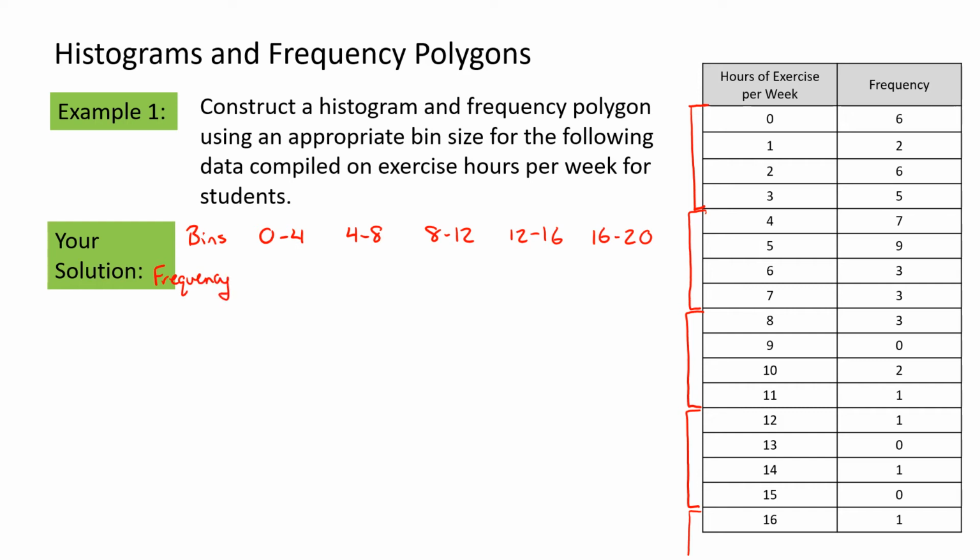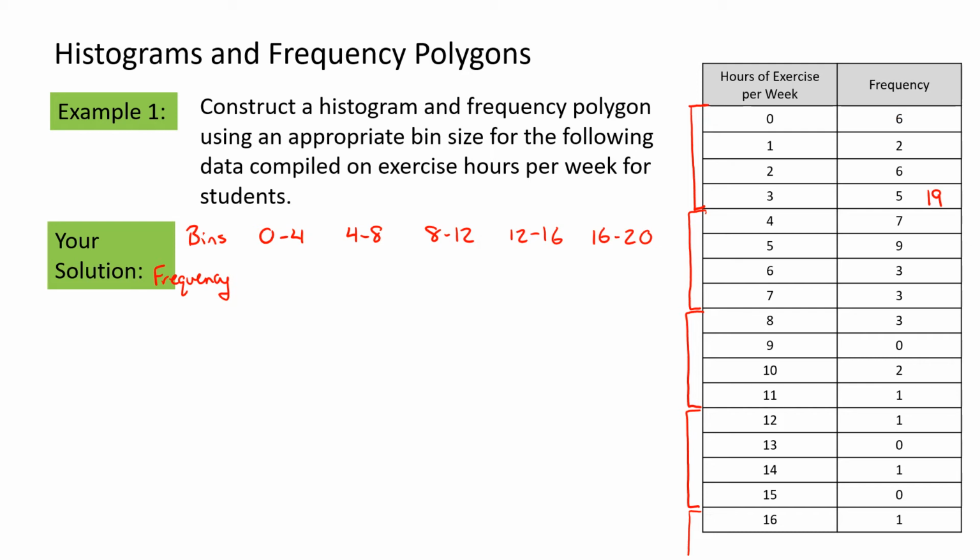Okay, frequency is how many times it occurs in each bin. So going to our data on the right here, for the first one, we have 6 plus 2 is 8, plus 6 is 14, plus 5 is 19. So this bin sums to 19.